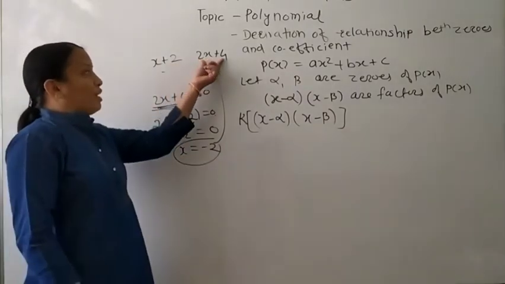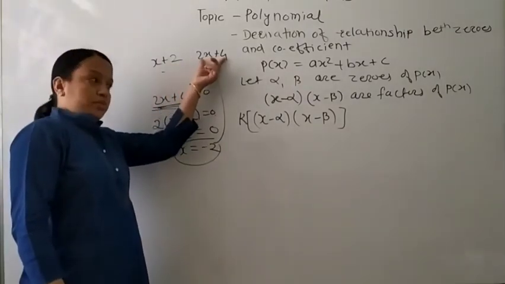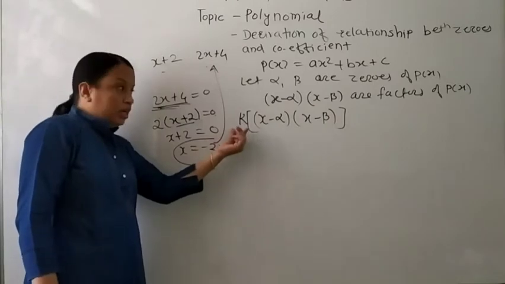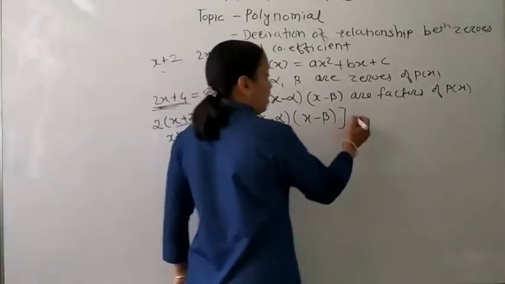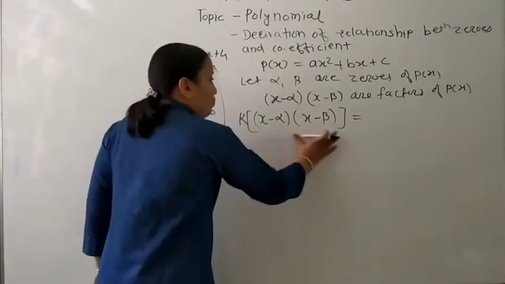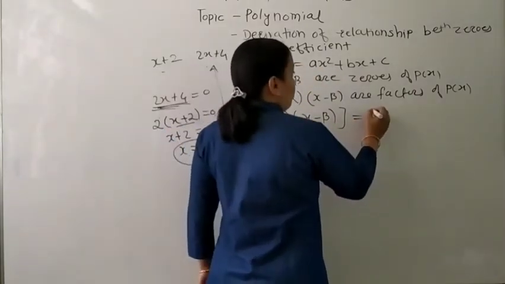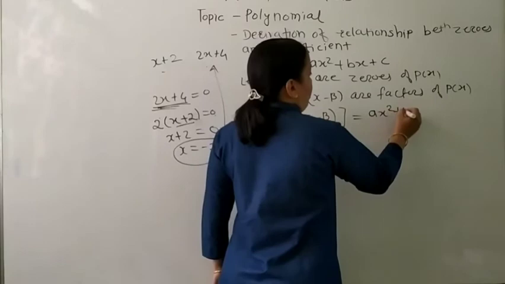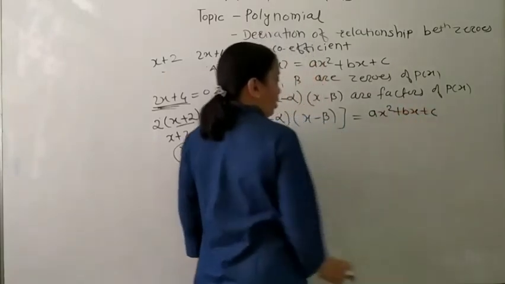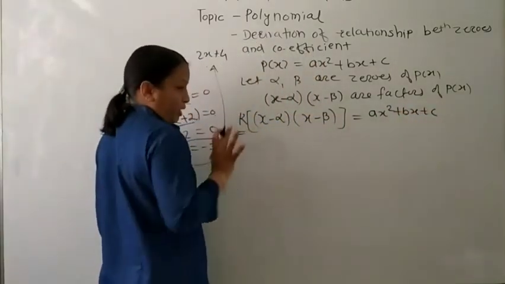This means that the common factor between the terms is this constant k. Don't get confused about what that k is. But this complete expression is your P of x. So what is P of x? Ax square plus bx plus c. This you have to write, just keep it in mind.